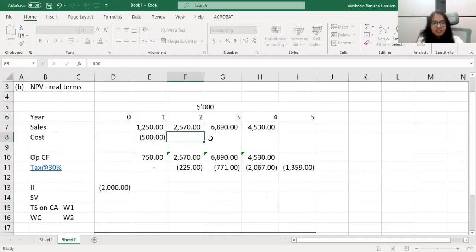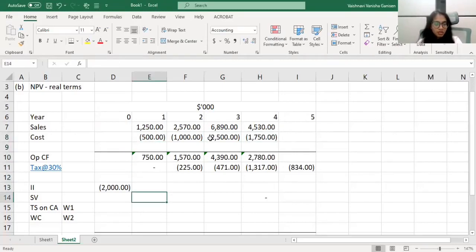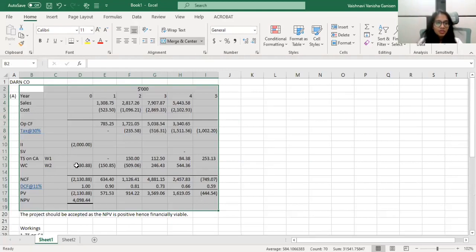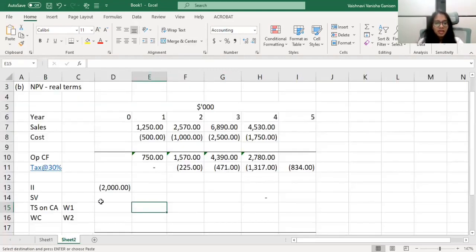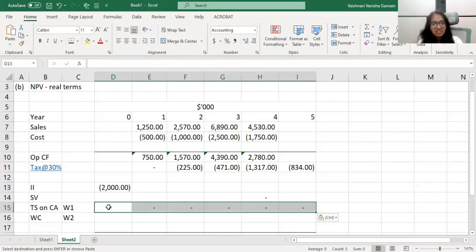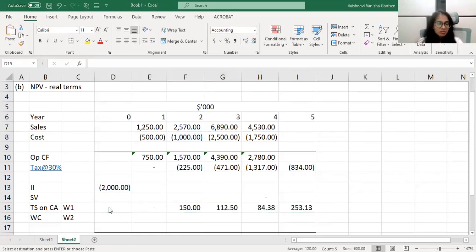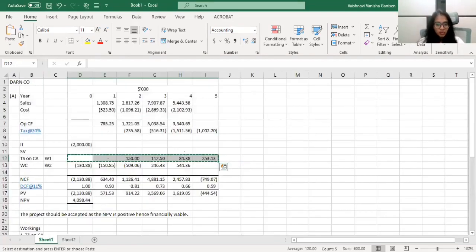Please don't forget the negative. I keep telling you guys. Negative 2500 and negative 1750. Okay. Now initial investment scrap value is 0. Guys, what I want you to do is the capital allowance, you can just copy and paste it in here as well. Same goes to the working capital.